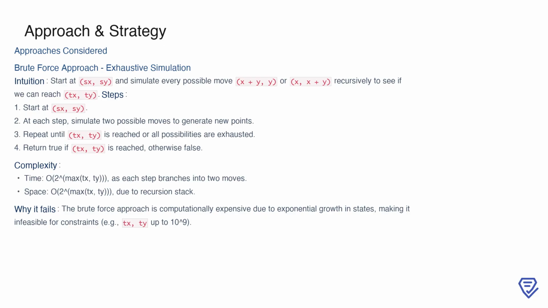However, the computational cost of this approach is immense. Each step branches into two possibilities, leading to an exponential growth in the number of states we need to explore. For large constraints, where Tx and Ty can go up to 10 to the power of 9, this results in an infeasible time complexity of O(2^max(Tx, Ty)). Additionally, the recursion stack itself consumes exponential space, so this method is both time inefficient and memory intensive. While simple in concept, this brute force approach quickly becomes impractical for larger inputs.